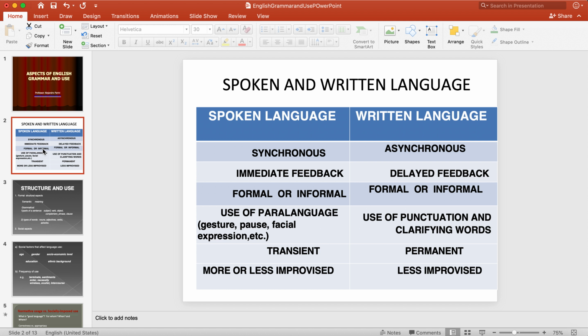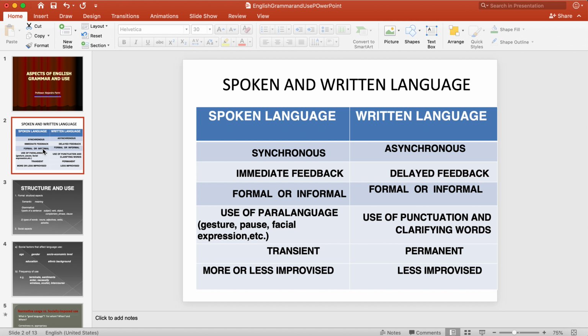Spoken language is more transient, done, said and gone. Written language is more permanent. We've got records of that. Now, of course, you could say, well, you can now record a conversation. Yes, of course you can. But then again, remember, we're talking about traditional forms of spoken language and traditional forms of written language, so recording will not be included here. Spoken language is more or less improvised, and traditional, formal written language is less improvised. So these are some of the features of spoken language and written language.